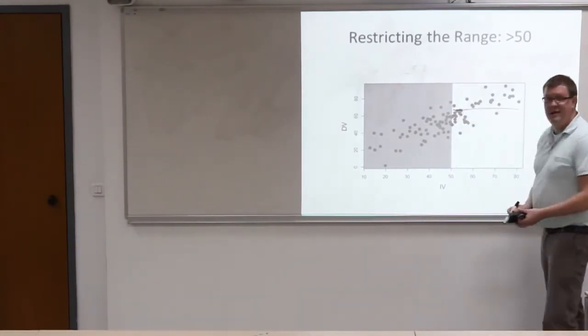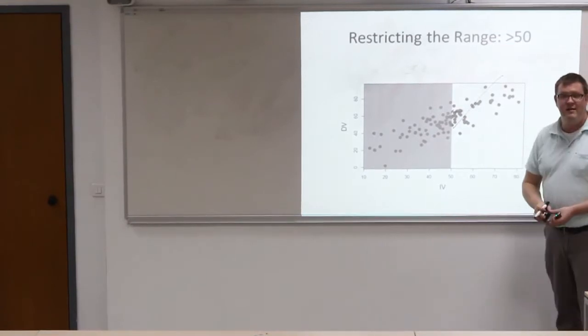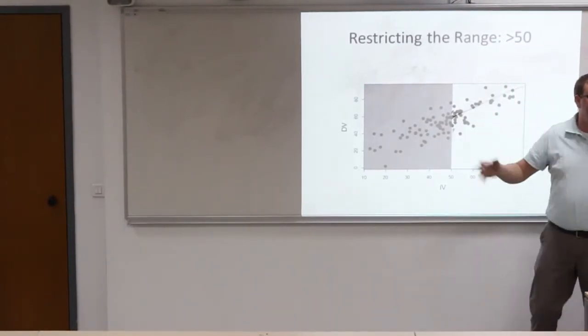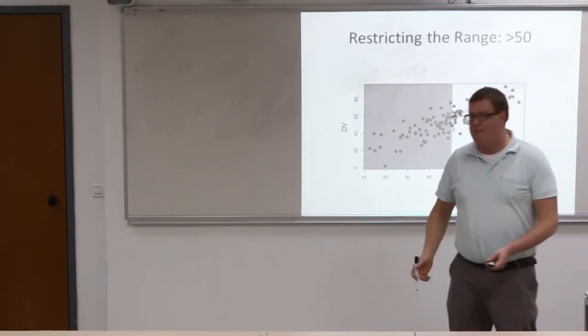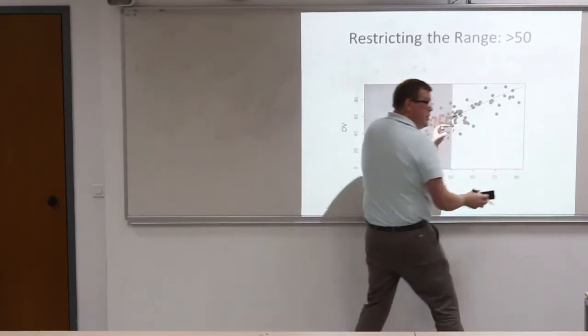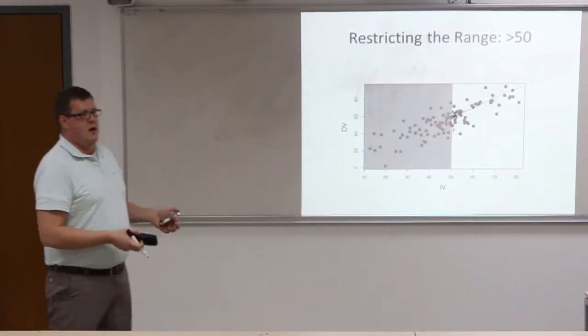Would this line be better? No, that wouldn't be better. Would this line be better? No. We can do the regression for that part and figure out what the best line would be. But to me, it looks like within this restricted range, there's still a correlation.